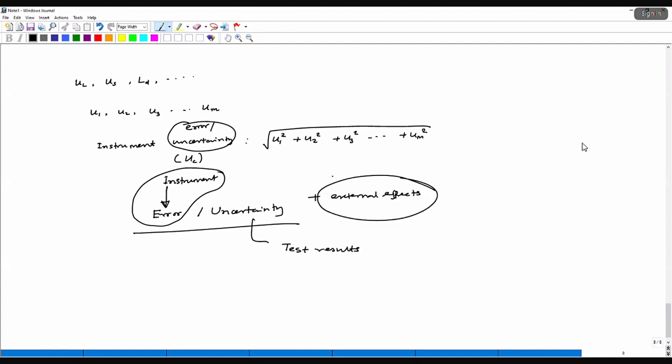Whereas this error in the instrument is sort of systematic, because your manufacturer has given all these, so you know what is the error. This external effect brings in the random uncertainty, whereas this instrument brings in systematic uncertainty.